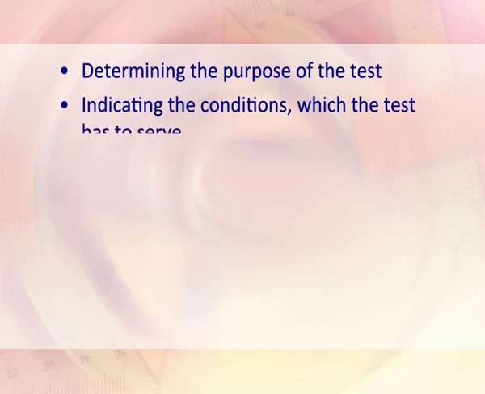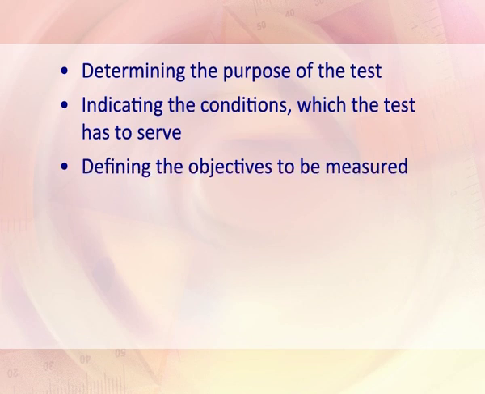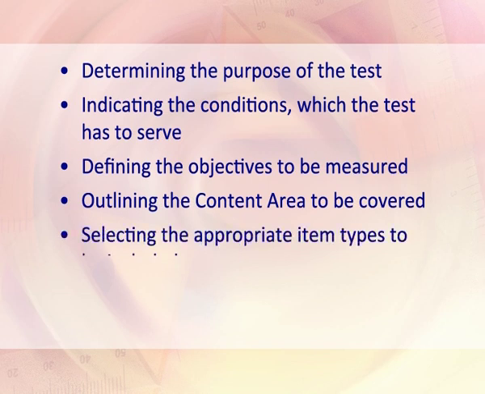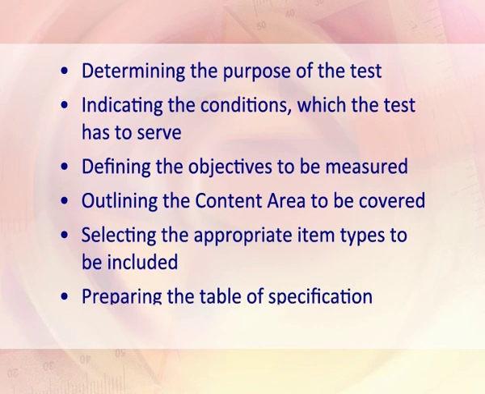At this stage, various decisions are taken and certain activities are completed. To obtain better results of the test construction, the steps to be kept into consideration are: number first, determining the purpose of the test. Number second, indicating the conditions which the test has to serve. Number third, defining the objectives to be measured. Number fourth, outlining the content area to be covered. Number fifth, selecting the appropriate item types to be included. Number sixth, preparing the table of specification or blueprint.